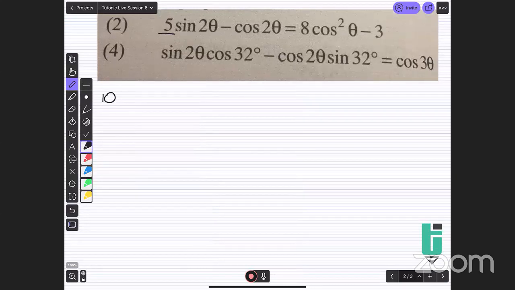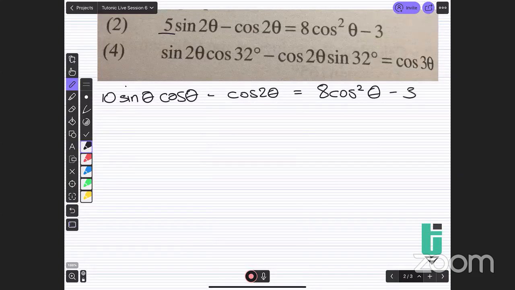Which then becomes tan, sine over cos, minus cos 2 theta. And the cos 2 theta we can change into 2 cos squared theta minus 1.